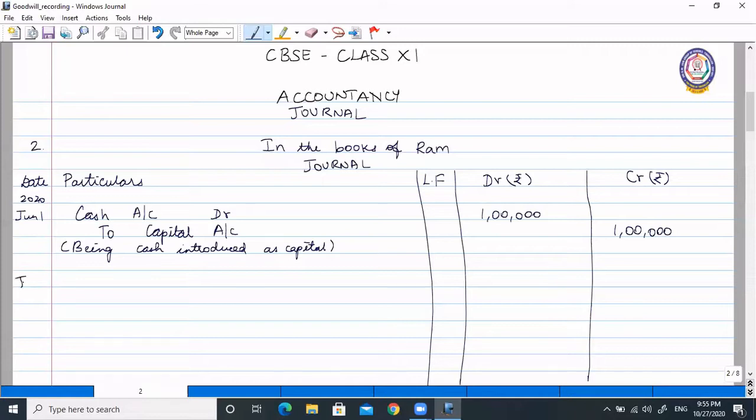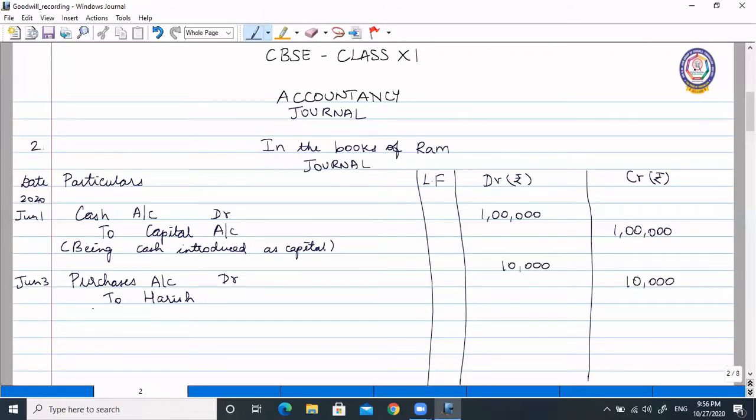On June 3rd, we have purchased goods from Harish. So the accounts involved here is the creditor account Harish, and the other account is purchases. Purchases account is of expense in nature. So the increase of expense has to be debited. So purchases account debit to creditor increase has to be credited to Harish. Okay. The amount is 10,000.